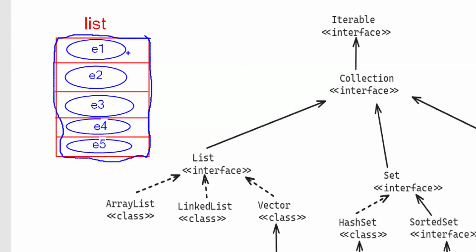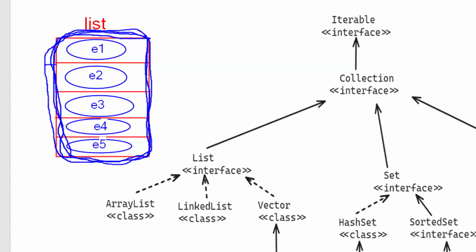What are these E1, E2, E3, E4, E5? These are all called elements. They are not primitive values. E1 is one employee object, and E2 is another employee object. A collection is a group of objects. That's what I'm saying: this entire thing is called one collection. A collection is a group of objects.